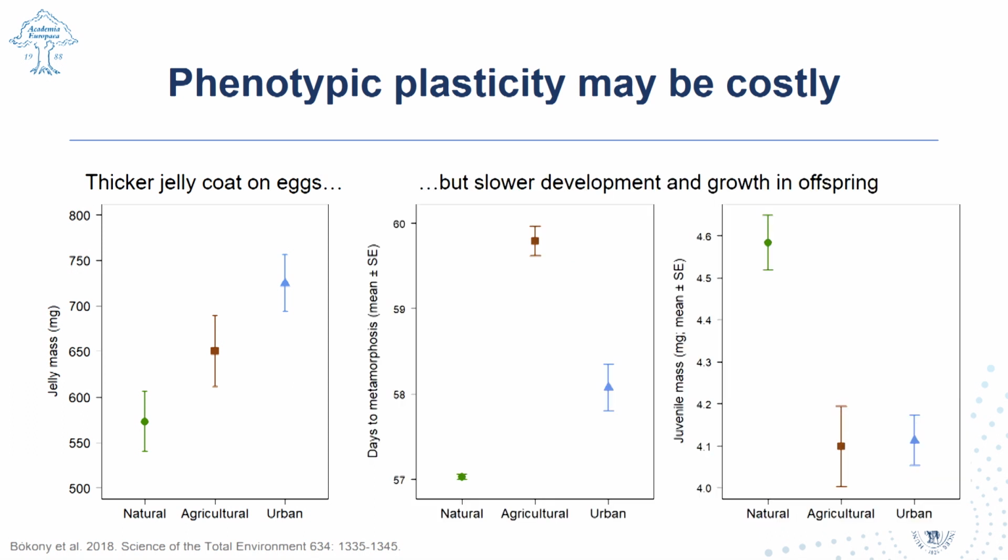But when we raised the tadpoles from the same females in the same environment, in a common garden experiment, we found that these offspring took longer to develop and they had smaller body masses if the mother was from the anthropogenic habitats. Now, we don't know the exact cause of this difference, but it is possible that the females traded off the nutrients they should have put into the eggs for more jelly for protecting the offspring, for example, from pollution.